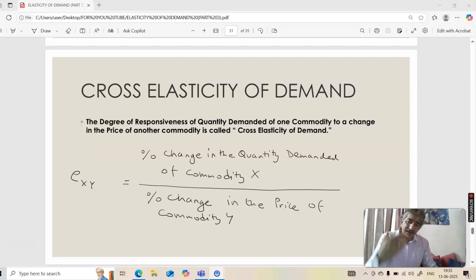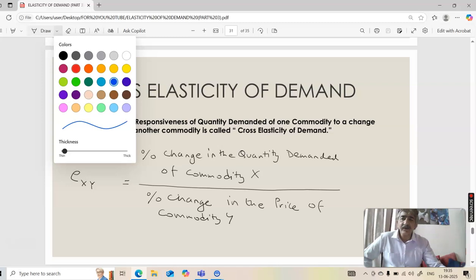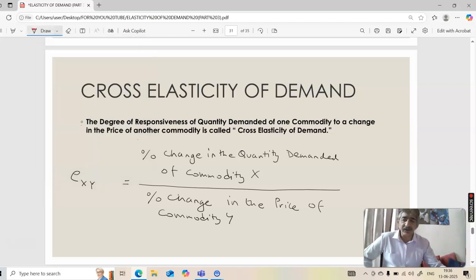Now let's go by the definition, and I will be marking with red pen wherever I'm reading so that you can focus there only. So cross elasticity of demand is the degree of response of quantity demanded of one commodity to a change in the price of another commodity, and that another commodity generally will make sense when it's related. Okay, it's called cross elasticity of demand.